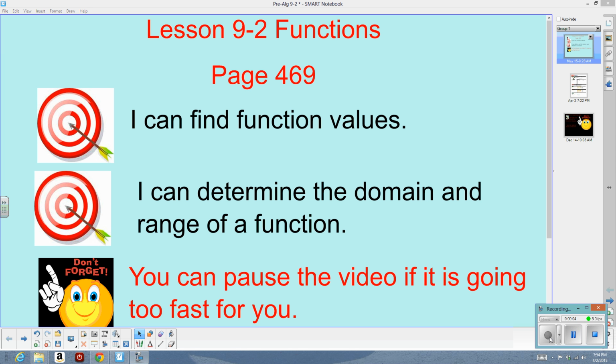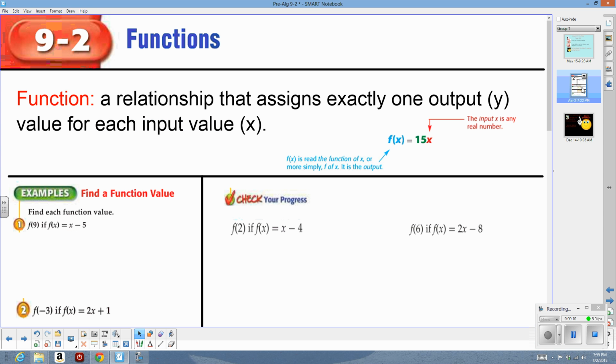In Lesson 9.2, you will find function values and determine the domain and range of a function. A function is a relationship that assigns exactly one output or y value for each input or x value. A function can be written either as an equation or in function notation. This right here is function notation. This is read as f of x equals 15x.